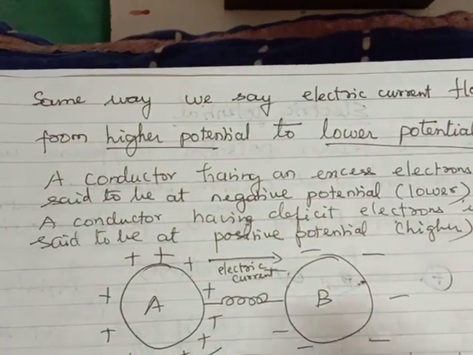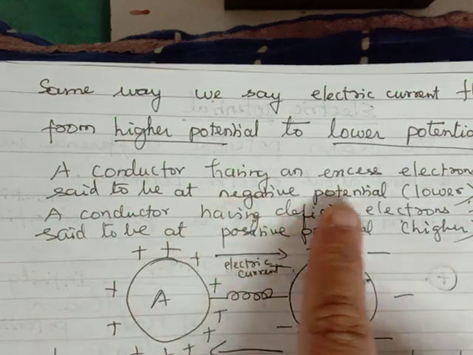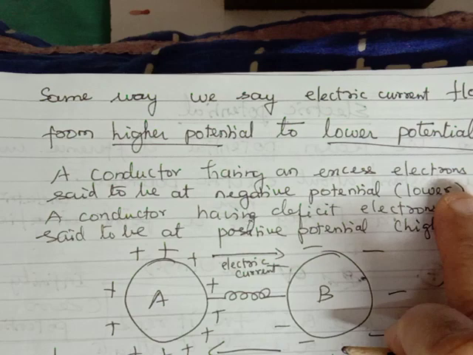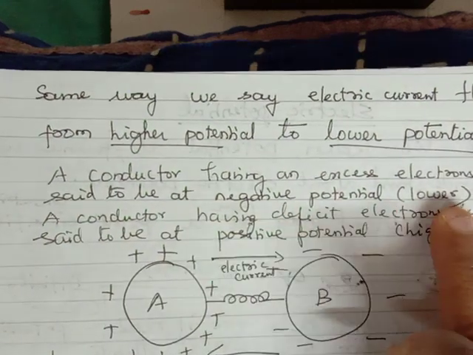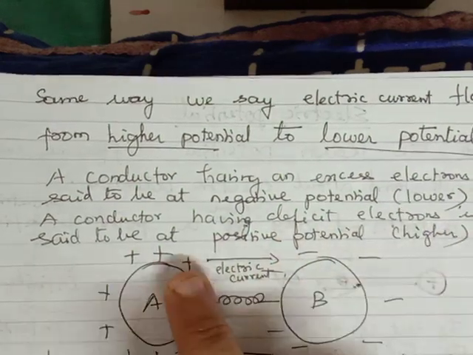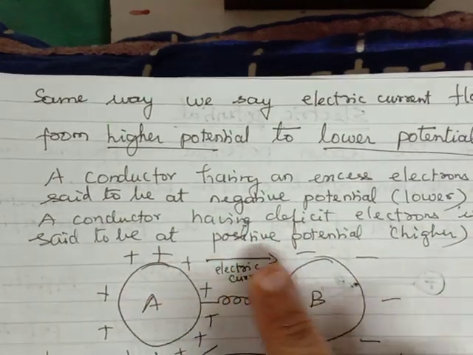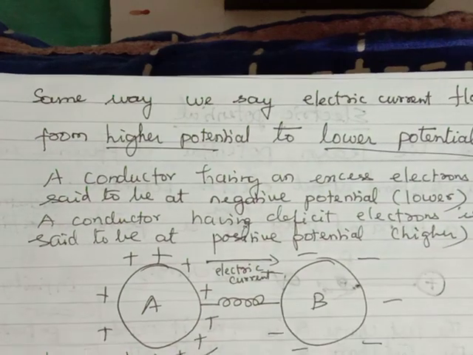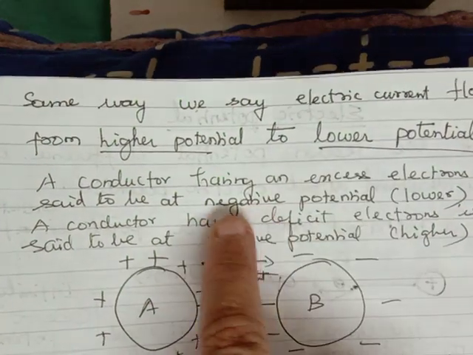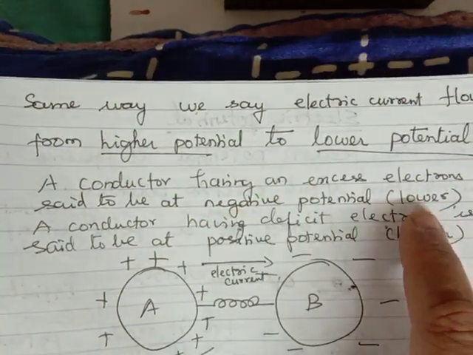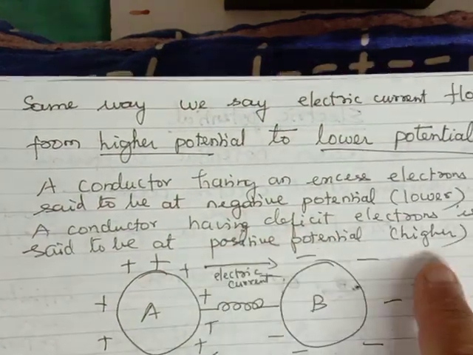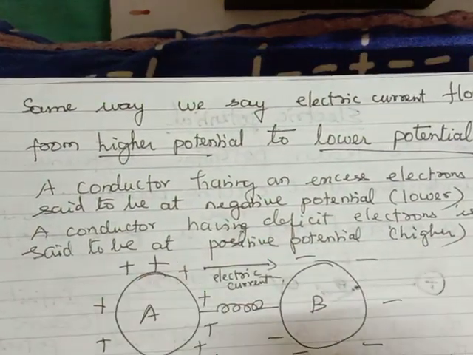A conductor having an excess of electrons is said to be negative. Look at this point, very important. A conductor having an excess of electrons is said to be at negative potential, which is called lower potential. A conductor having a deficit of electrons is said to be at positive potential, or at a higher potential. Here the twist comes. Negative potential is considered lower potential, but the number of electrons is more. Positive potential is a higher potential, but the number of electrons is less.